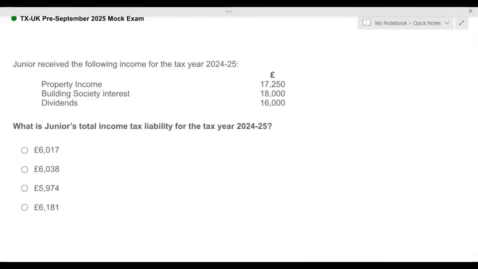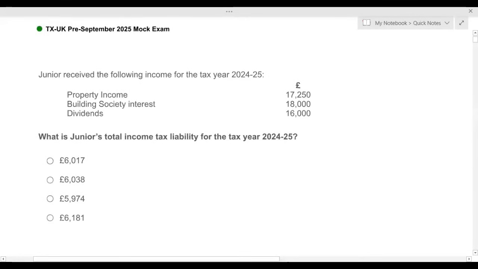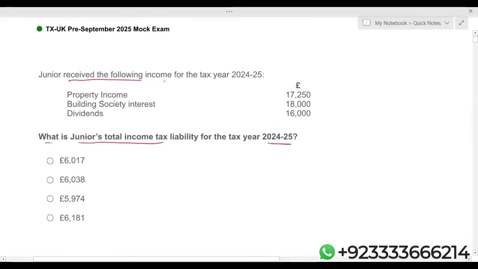So let's start from the very first question of Section A. What is Junior's total income tax liability for the tax year 2024-25? Junior received the following income for the tax year 2024-25. Property income is a non-saving income. Building society interest, of course, is saving income, and dividend is dividend income. So we are required to calculate income tax liability.